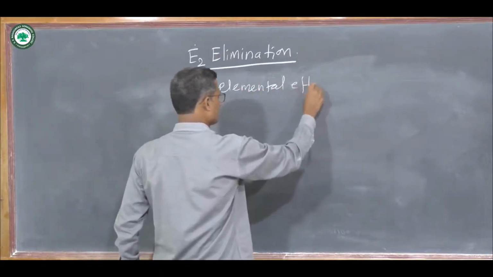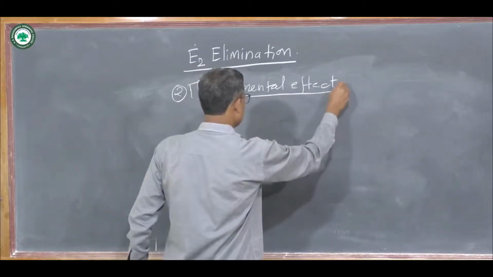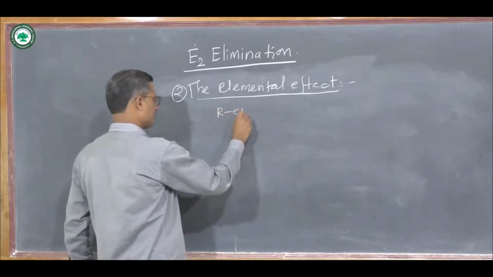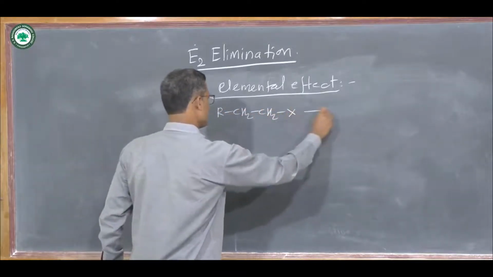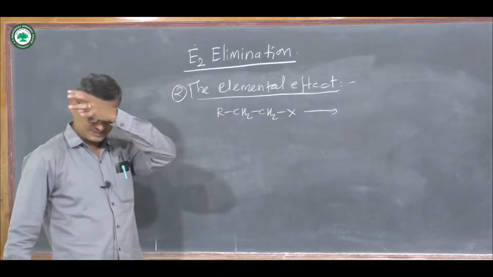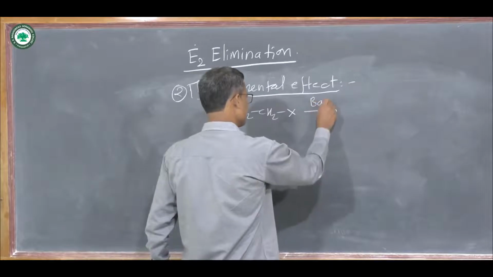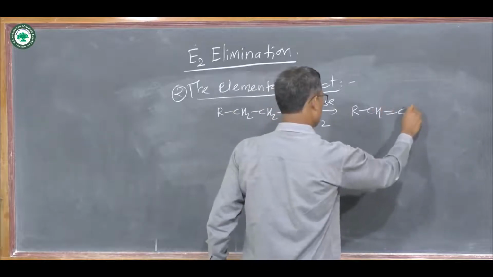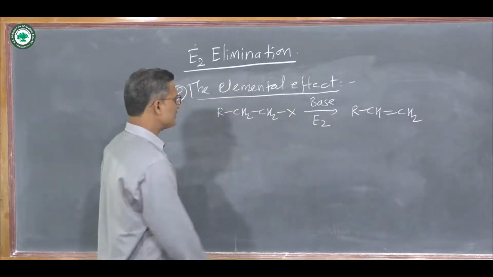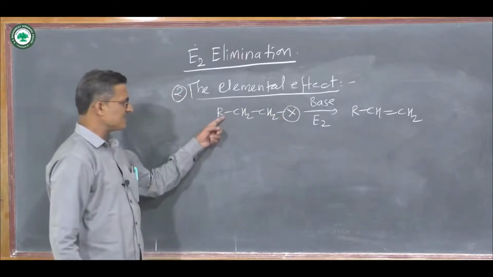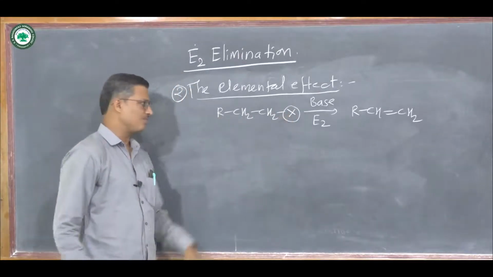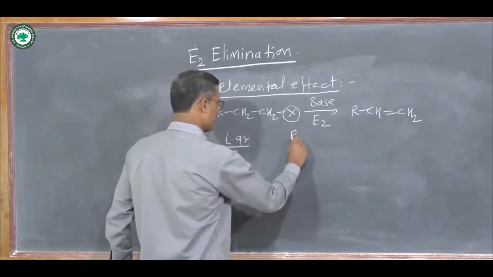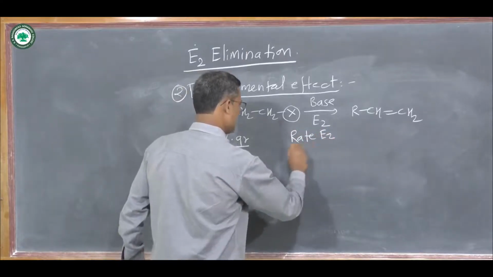The elemental effect, or the leaving group effect. And suppose here we take one general example. We take this one. Here we take a simple example. Here we take a base, then E2 elimination, we form this product, and we change the leaving group. In this case we take this substrate, but here we change only the leaving group, and then we take a different leaving group and we see what is the rate of E2.